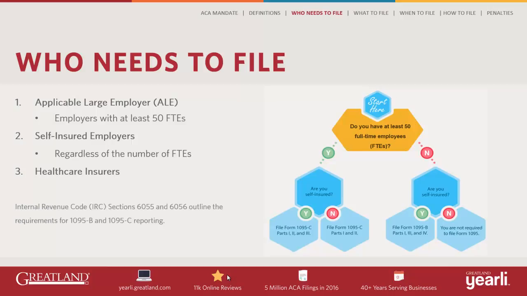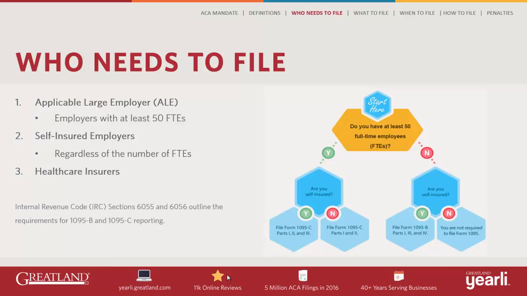Looking at the illustration on the right, if you are an employer, the two primary questions to be asked are, do you have at least 50 full-time employees, including full-time equivalent employees, in the preceding year, and are you self-insured? If the answer to both of these questions is yes, then you need to complete Form 1095C, Parts 1, 2, and 3. If you have at least 50 full-time employees, including full-time equivalent employees, in the preceding year, but are not self-insured, only complete Parts 1 and 2 of Form 1095C.